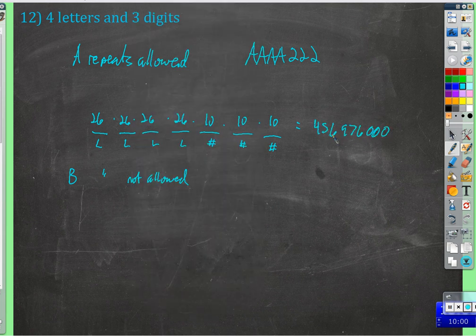So what is that? 456,976,000. Okay, so repeats will not be allowed now. Still, we're choosing four letters and then three numbers. This looks real good.